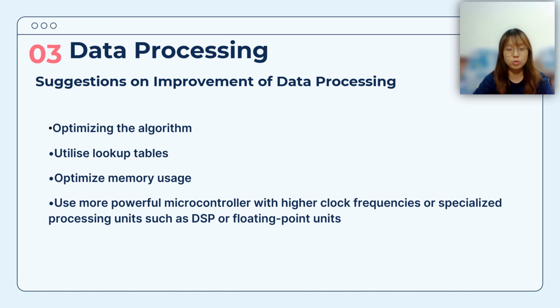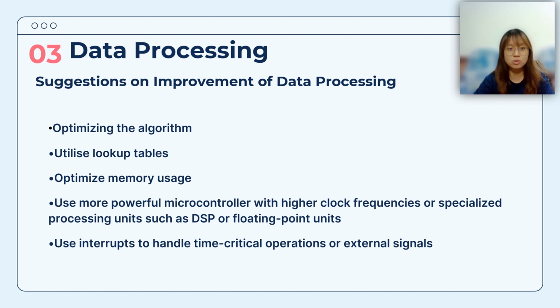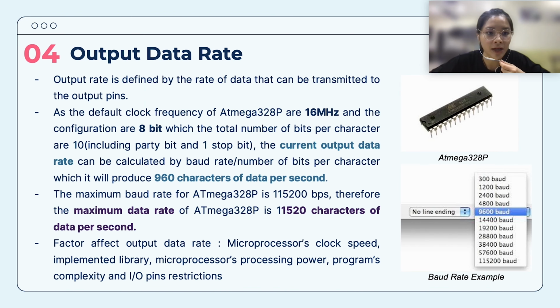In addition, microcontrollers which are more powerful, with higher clock frequencies or specialized processing units, should be used. Moreover, interrupts should also be utilized to handle time-critical operations or external signals, which allows the microcontroller to respond quickly and efficiently. I'm Kelly and I'll talk about the output data rate then.